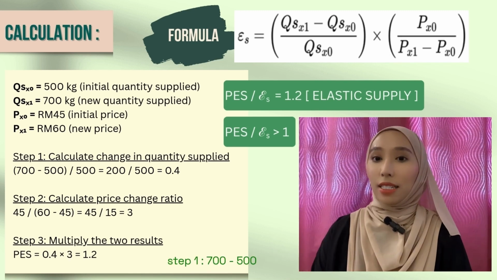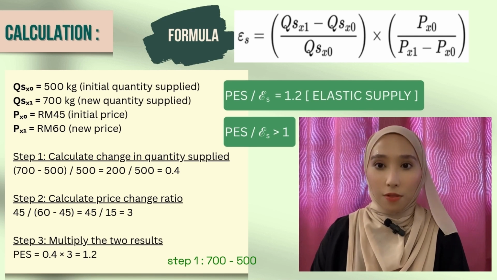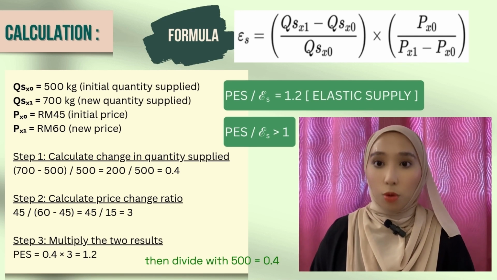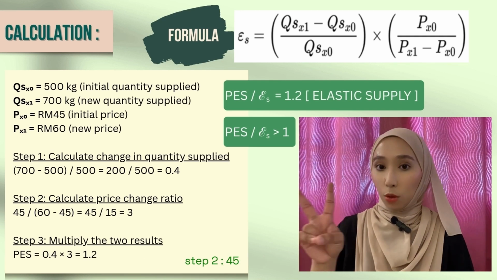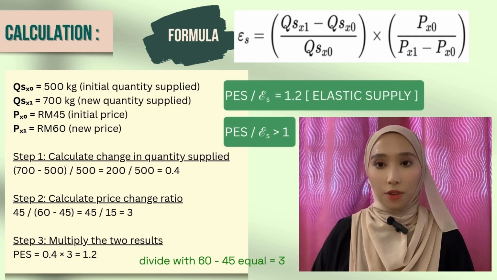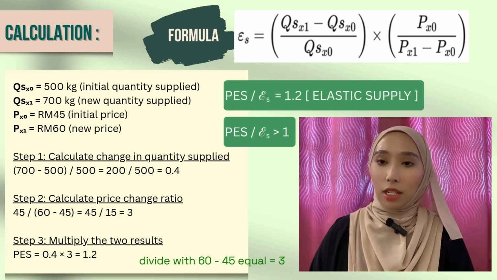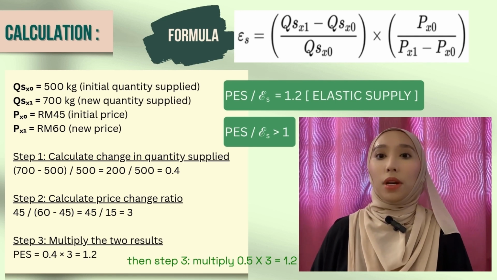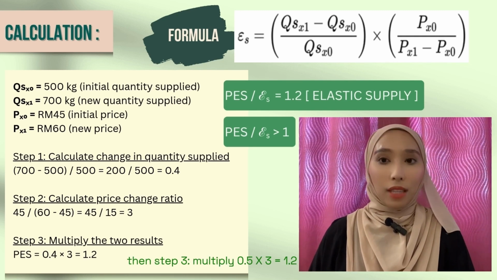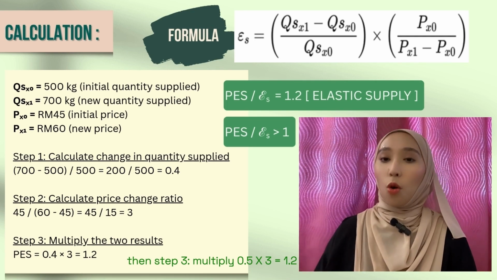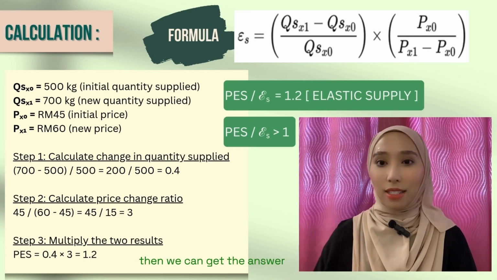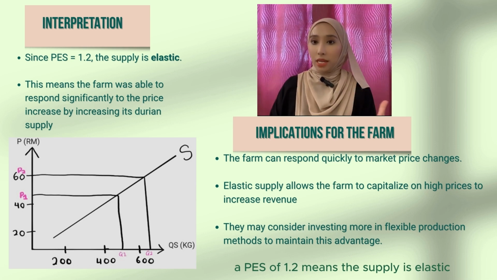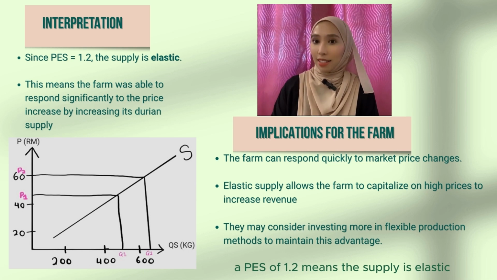Step 1. 700 minus 500, then divide by 500 equals 0.4. Step 2. 60 minus 45, divided by 45, equals 0.33. Then step 3. Divide 0.4 by 0.33, which gives about 1.2. Then we can get the answer. A PES of 1.2 means the supply is elastic.